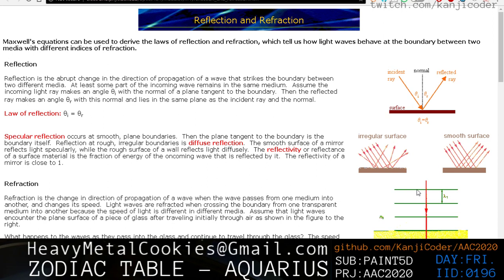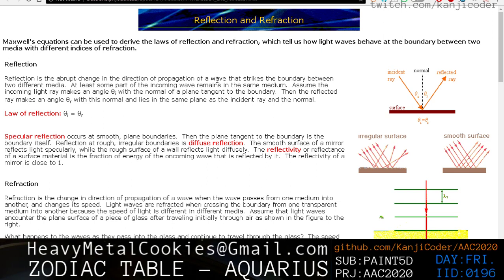Okay, got it. And so you can see this in the diagram, right? Theta I and theta R. So it's the angle between the incident ray and the normal, and the reflected ray and the normal. Those angles are identical to each other. So I understand that aspect.